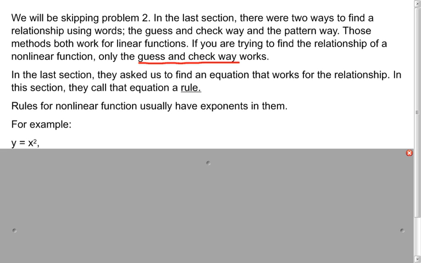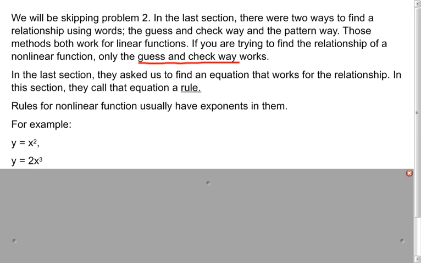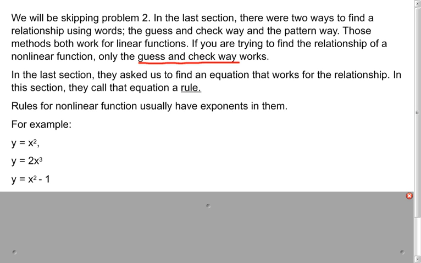For example, you can have something like y equals x squared. The 2 is an exponent. You can have something like y equals 2x to the third power. The 3 is an exponent. You could have something like y equals x squared minus 1. These would be examples of nonlinear functions, okay, because of those exponents.